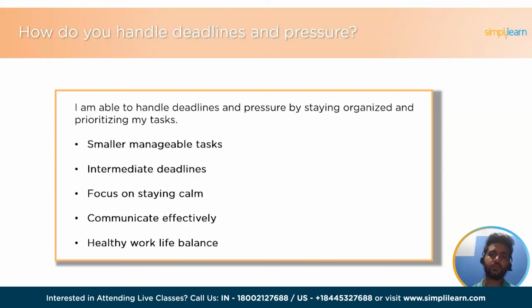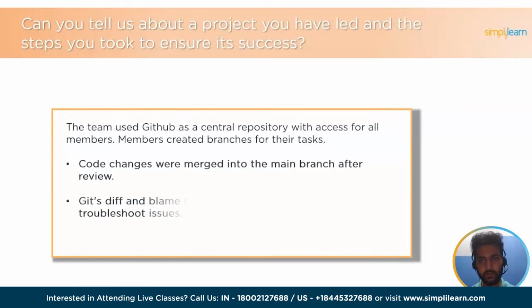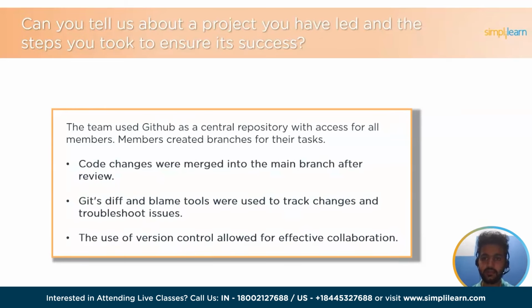Now moving on to question number 18. Can you tell us about a project you have led and the steps you took to ensure its success? If you are being asked this question during an interview, you should provide a specific example of how you have used version control in your development process. First, we set up a central repository on GitHub where all the team members had access. Each member created their own branches for their specific tasks and pushed their code changes to those branches. Before merging any changes, we had a pull request process in place where any other team member could review the code changes and provide feedback.